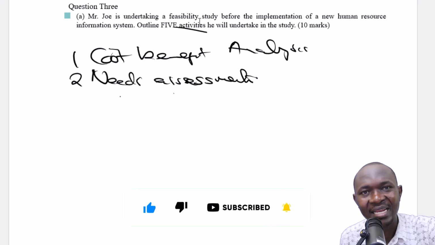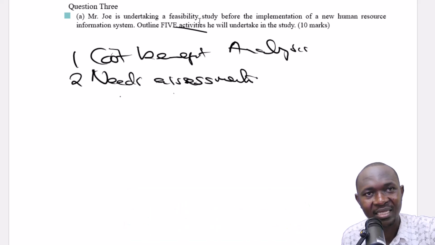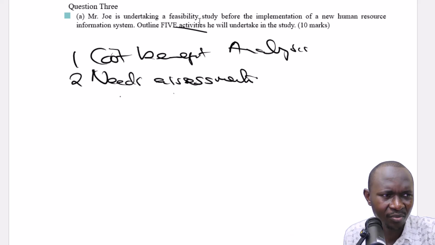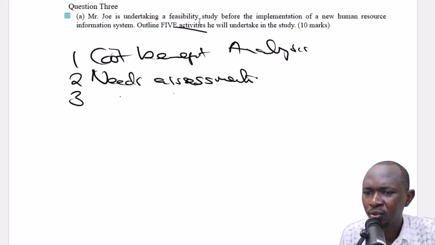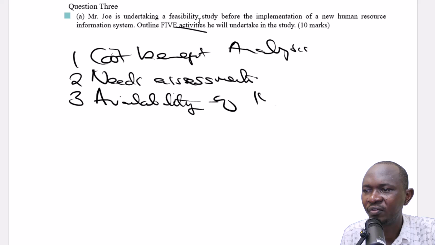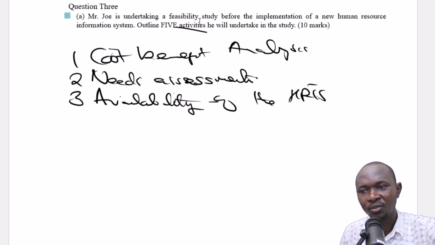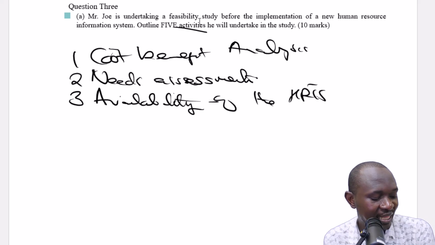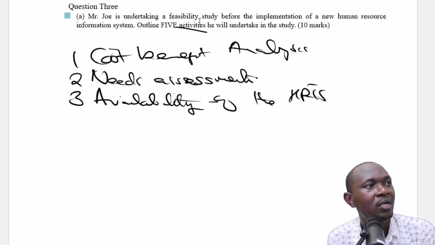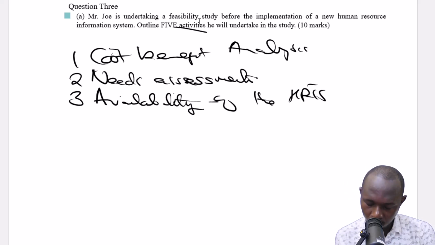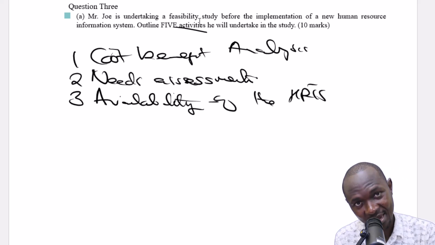Do they really need it? Do they know the importance? Are they ready to embrace it? Very important. Then we'll also look at the availability of the HRIS, the system in question. Is it available in the market, so that we don't pass it, and then when we want to implement, want to buy it, we find out that it is not there.